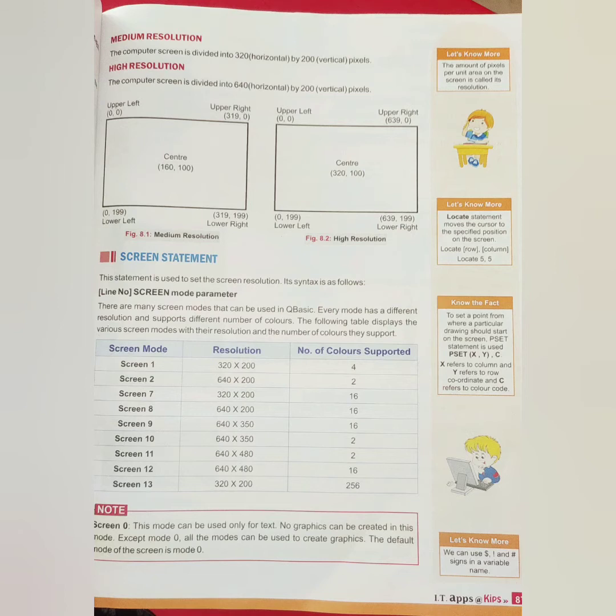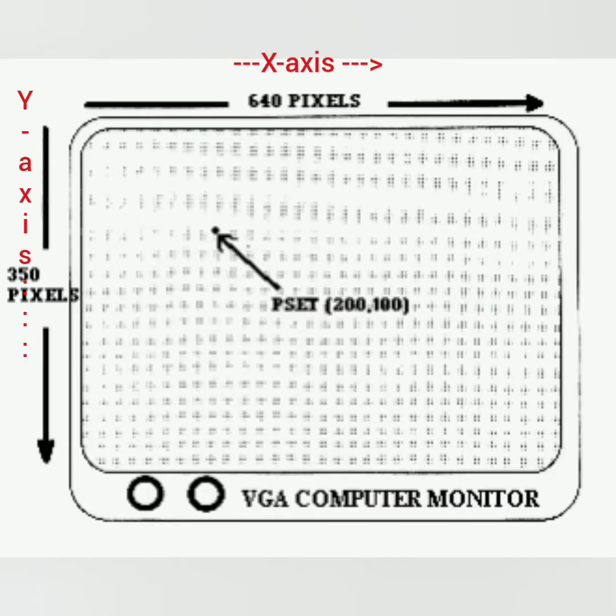Now moving on to the next topic, we will learn how we can use our screen and how we can use our pixels to draw different lines, triangles or shapes. Let's consider this as our computer screen. Now you can see the horizontal one is the x-axis and the vertical one is the y-axis. If we want to draw any pixel on the screen, we should know the x and y coordinates of that point.